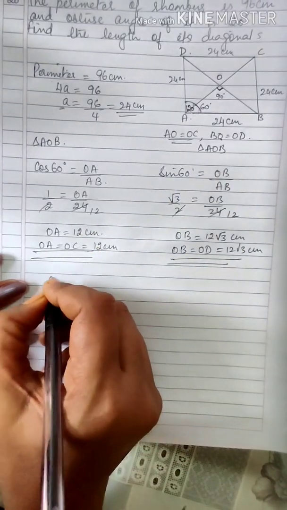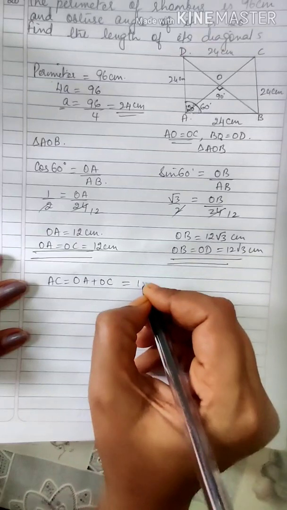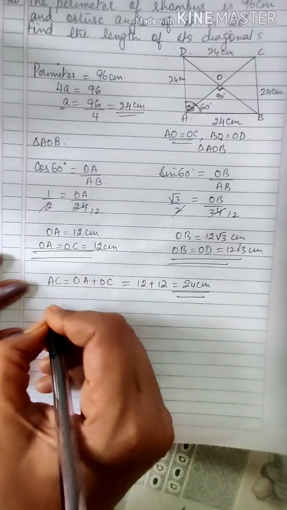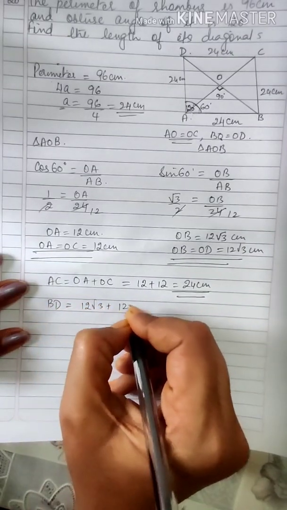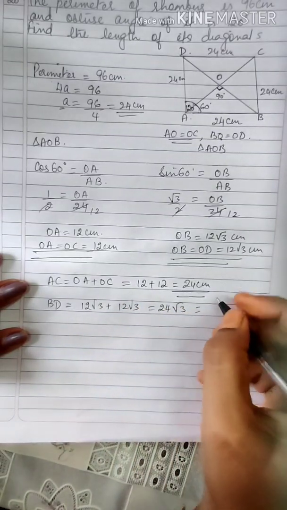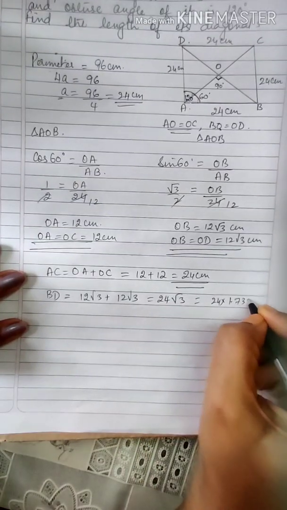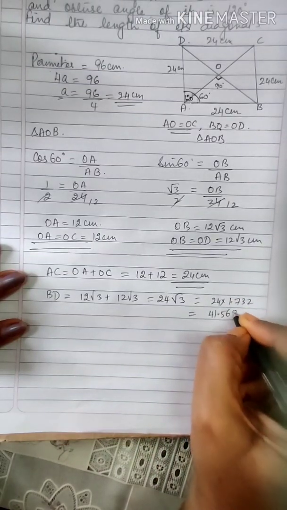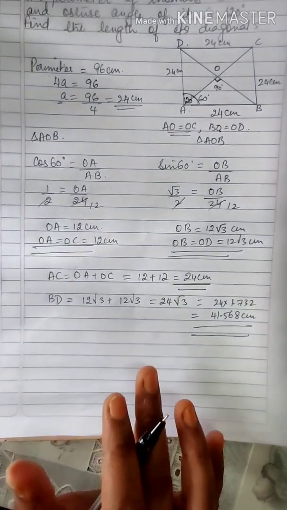Now we will find the diagonals. AC is OA plus OC. So this will be 12 plus 12, which is equal to 24 centimeter, and BD will be equal to 12 root 3 plus 12 root 3, which is equal to 24 root 3, which is 24 into 1.732, which is equal to 41.568 centimeter. So this is the way you do the rhombus sum.